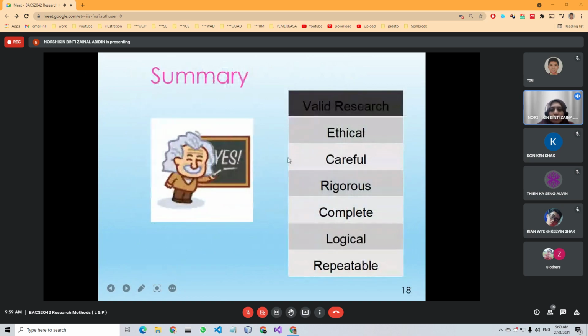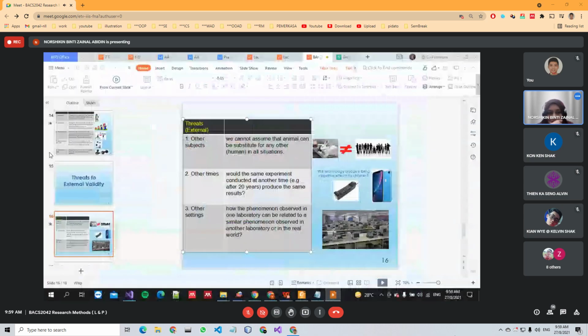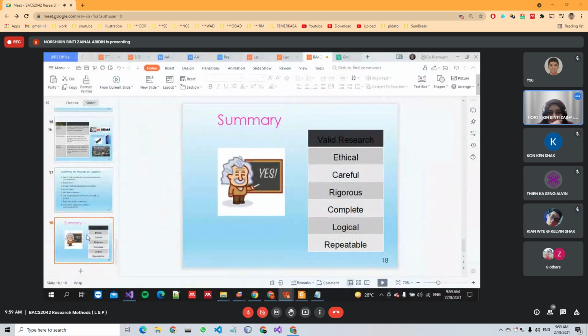So valid research, this is the summary for today's lecture. The first one is ethical. In research, ethical, for example, I assume some of you do not know that you already break some of these rules. For example, you plan what your result is, and you fake the data of your research. Okay, that is an ethical issue.